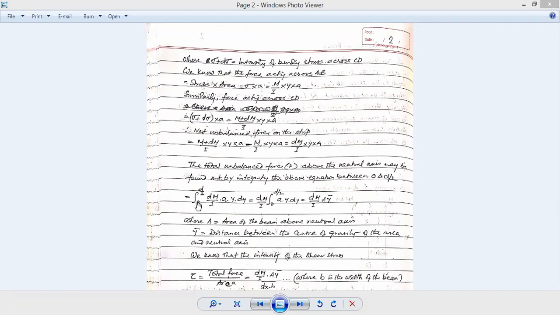So if you integrate from 0 to d by 2 dM by I into a y dy, we will get the resultant unbalanced force across the section from the neutral axis to the uppermost layer of the beam.